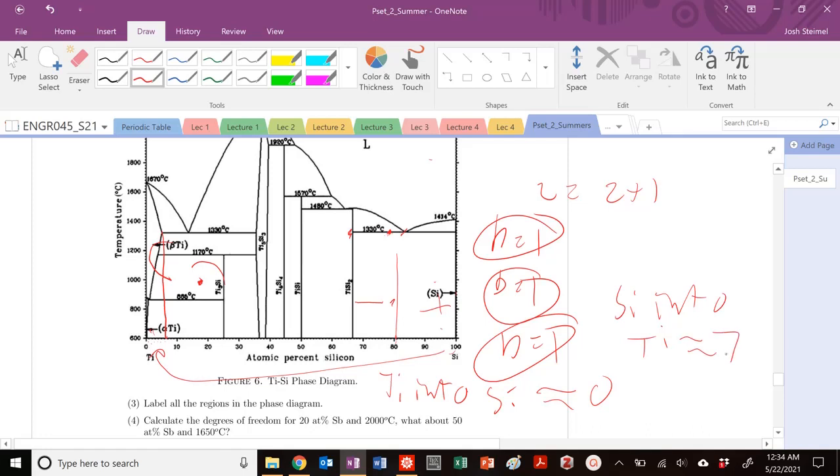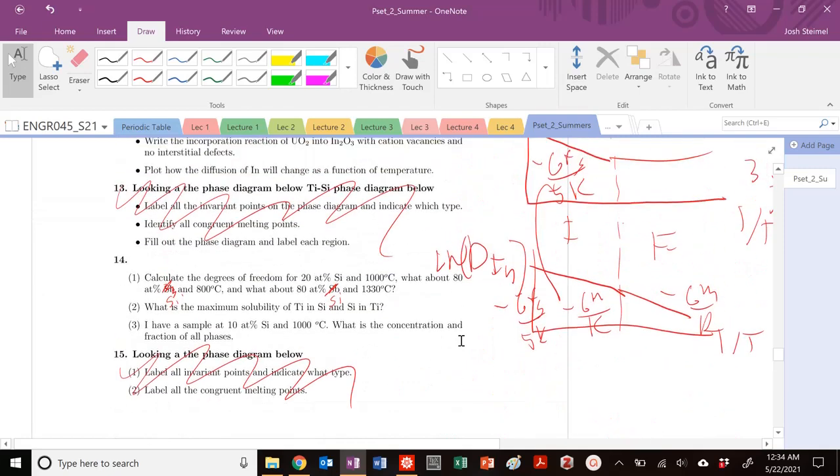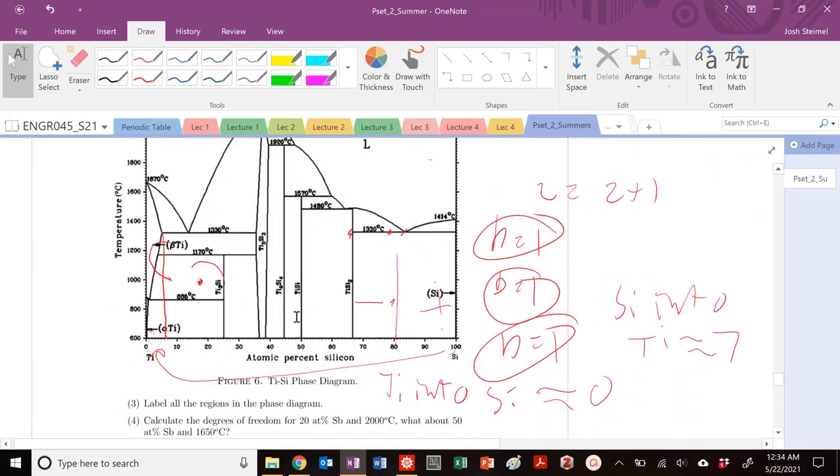And this is important because what does this tell us? Well, silicon probably has a larger diffusivity, interdiffusivity, into Ti than Ti into Si. So it wants to move and penetrate in there more. All right. I have a sample at 10 atomic percent silicon and 1000 C. So let's go ahead and mark that up. 10 atomic percent, 1000 C, so right here.